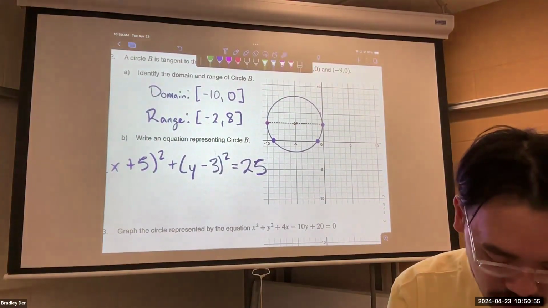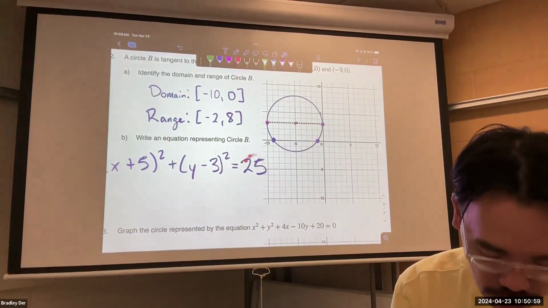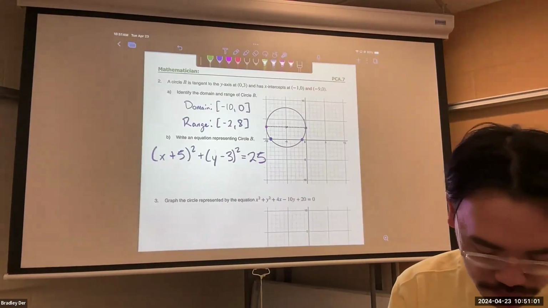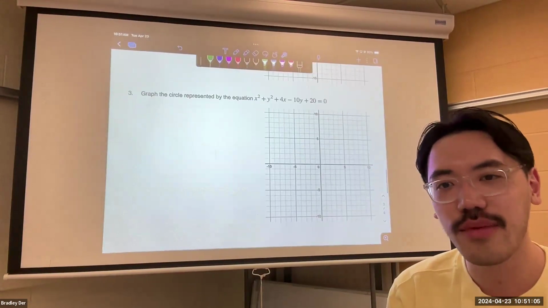Anyway, the center was at (-5, 3). That's why I put x plus 5 and y minus 3. The radius is 5, that's why I put 25. There's our equation. Hope we're still hanging in there. All right, let's move on. Let's do number 3.